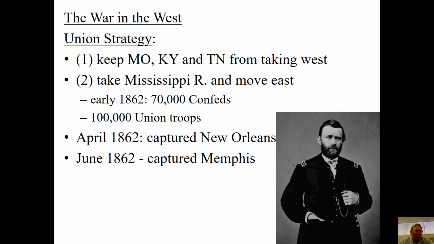And as these forces for the Union flow out west, you see they start winning. The U.S. Navy brings a small army into New Orleans Harbor and captures New Orleans, cutting off the mouth of the Mississippi River for the Confederacy. To the north of that, Memphis, Tennessee, is taken in June of 1862 by Grant and his army.